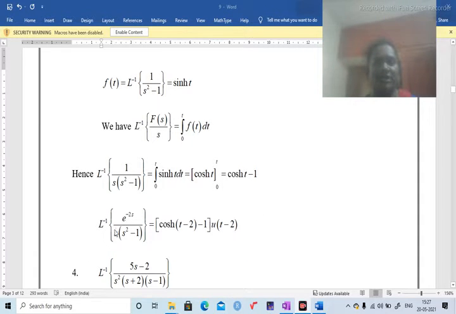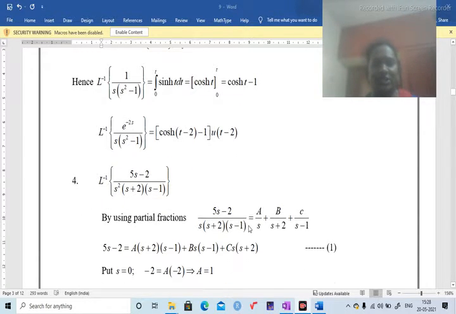So next, L inverse of e power minus 2s by s into s square minus 1 is equal to, by using the Heaviside shift theorem, the value of this function is cos h of t minus 2 minus 1, into u of t minus 2.